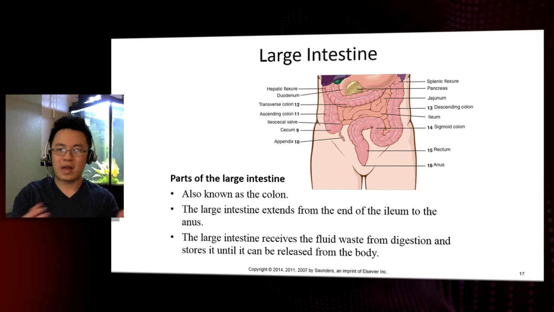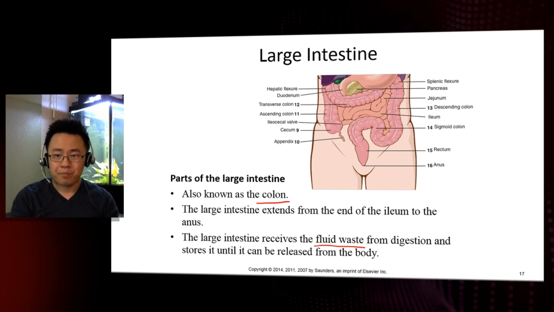Now, after all that's said and done, after the absorption of the majority of the foods that you eat, sometimes you do have some leftovers. So now we're going to go into the large intestine, also known as the colon. The large intestine extends from the end of the ileum to the anus, and it receives fluid waste from digestion and stores it until it can be released from the body.